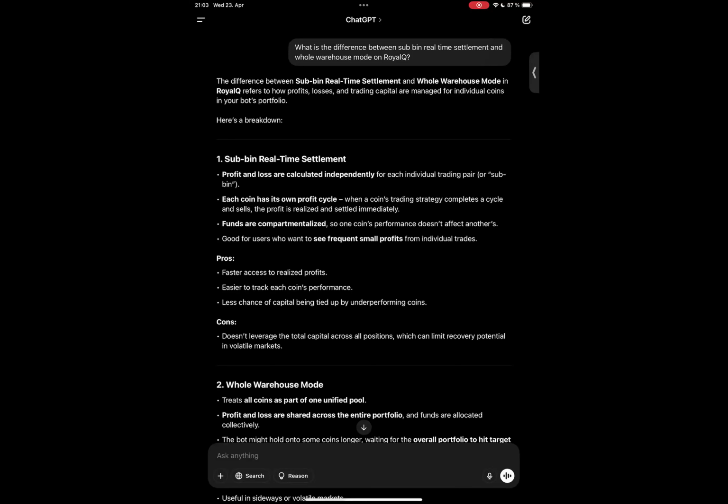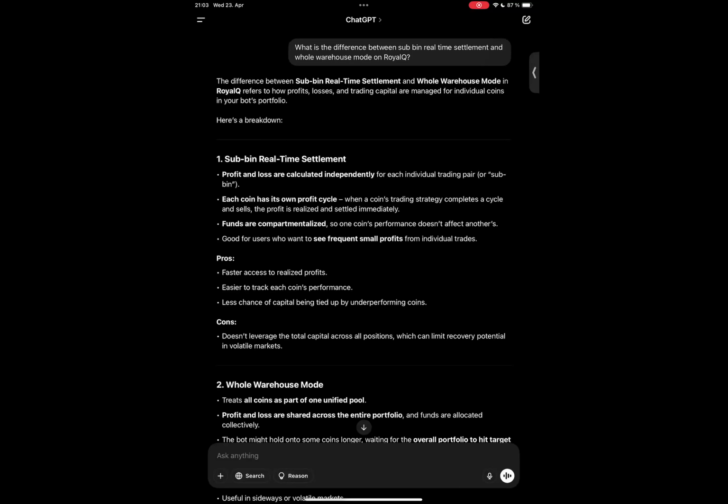Let me put it in simple English. It means if there is a sub sell, whatever amount was used for that particular sub sell and the profit is released to you. You will see the profit, you will see the capital back in your USDT asset. Funds are compartmentalized, so one coin's performance doesn't affect another. Good for users who want to see frequent small profits from individual trades.